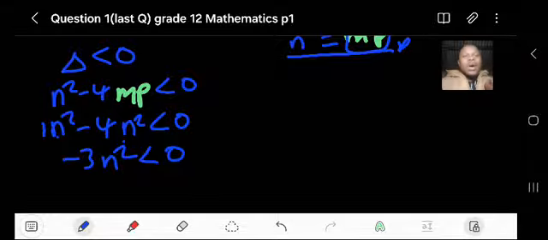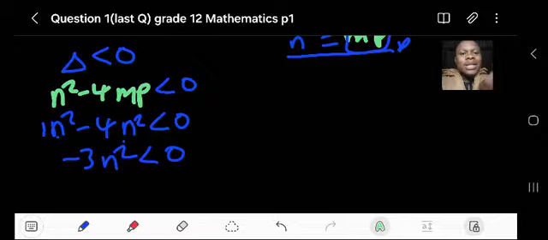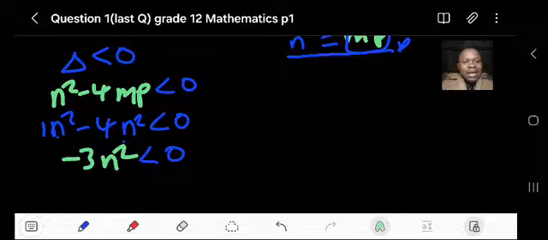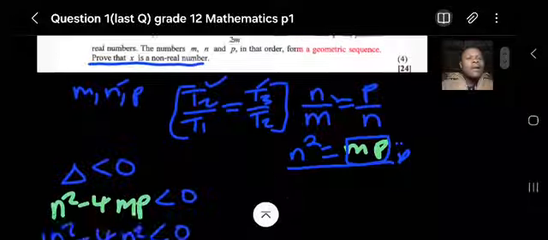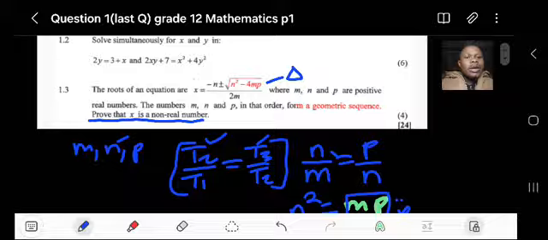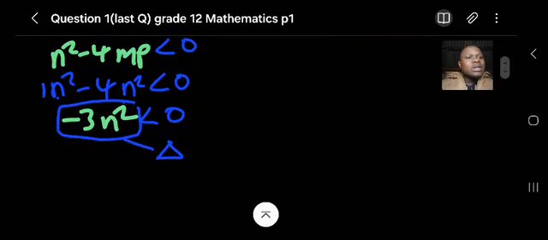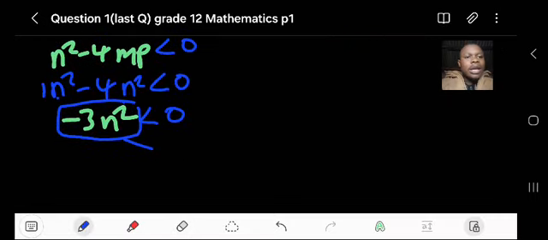Remember, this is our delta, what is in the square root. We've reduced what is inside the square root, and that delta is now equal to minus 3n squared. Since that is inside a square root, we have reduced what is inside the square root to become minus 3n squared.